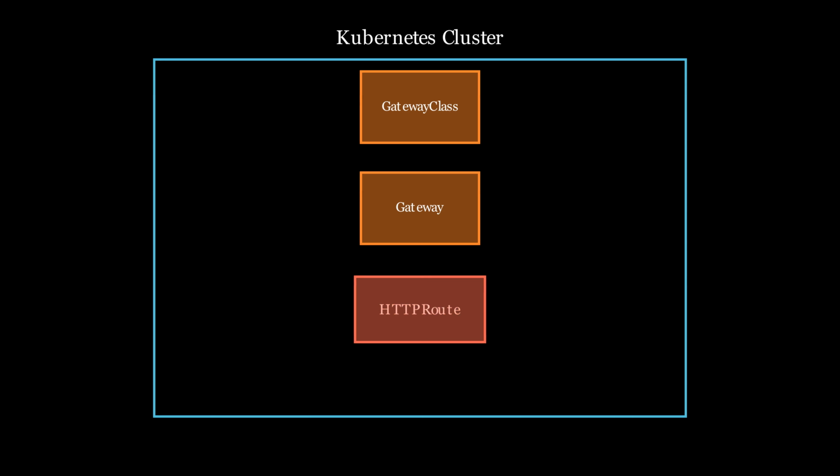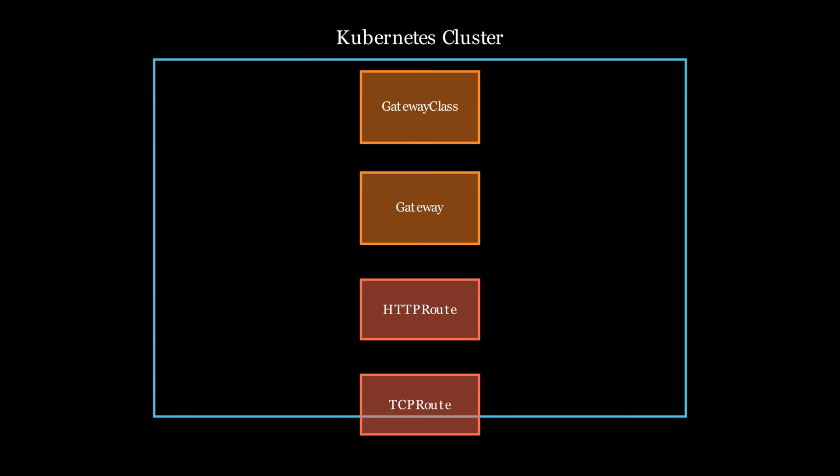The HTTP route is a routing resource that specifies how HTTP traffic should be forwarded from the gateway to Kubernetes services. It contains matching rules, header manipulations, and traffic splitting capabilities. Besides HTTP route, Gateway API supports other route types like TCP route, TLS route, and UDP route. This multi-protocol support is one of the key advantages over traditional ingress, which only supports HTTP and HTTPS traffic.